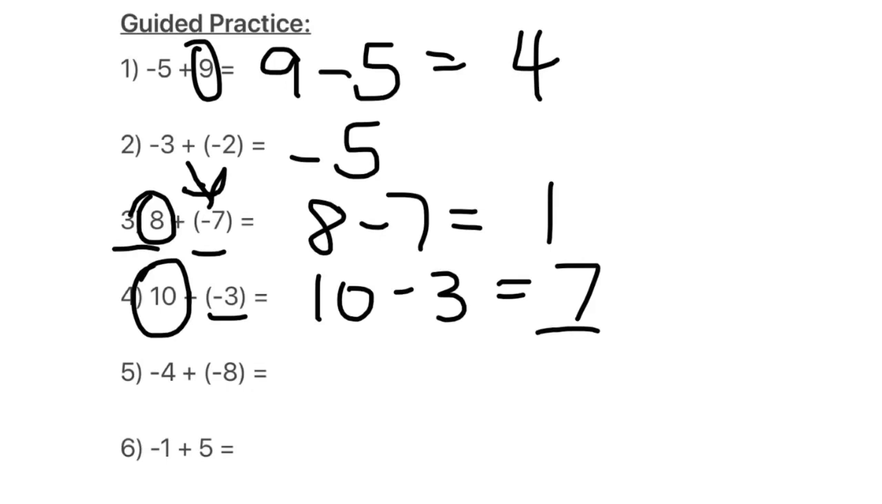So number 5 is just like number 2. We are adding 2 negative numbers. So we add 8 plus 4, which is 12, and we keep the answer negative. So our answer is -12. Pause the video and try number 6.